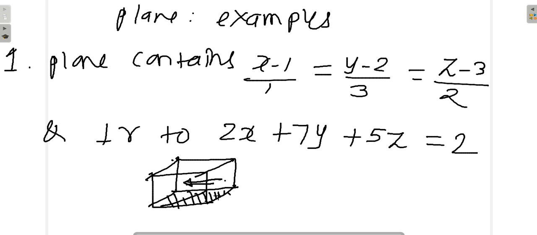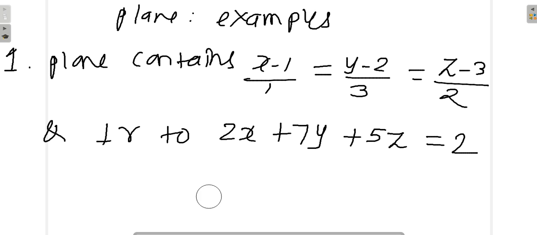So now we have got three coplanar vectors. What are these three coplanar vectors? The first vector is 2i plus 7j plus 5k. Second is i plus 3j plus 2k. And the third vector will be in form of a point.